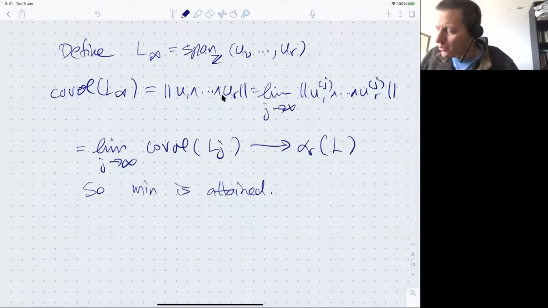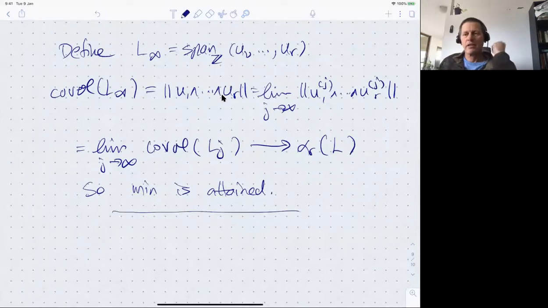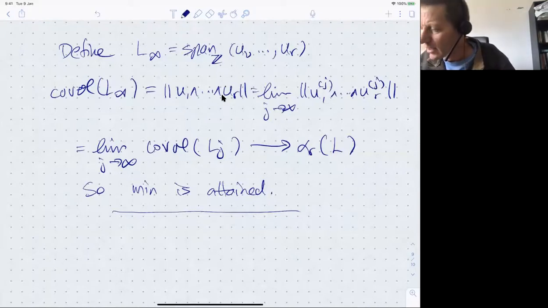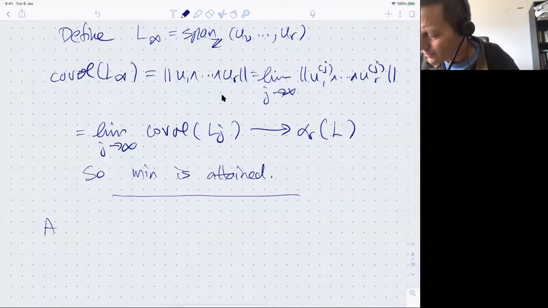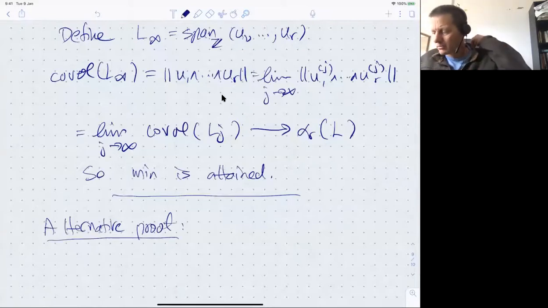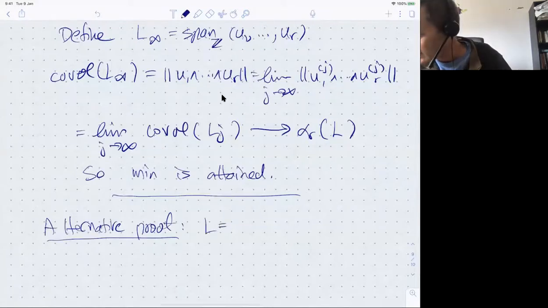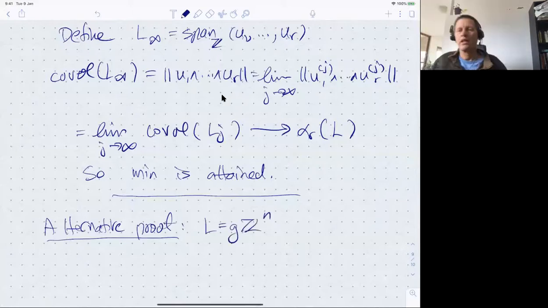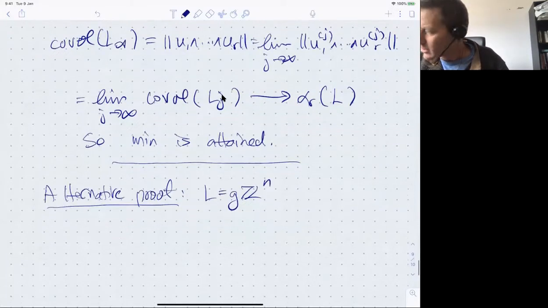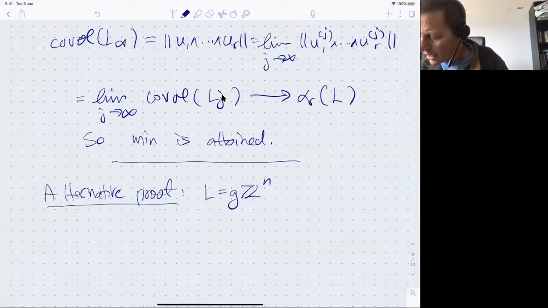Okay. Here's another proof of the same fact that you're also likely to see. So, alternative proof. Let's write L as G times Z^n, where Z^n is the integer lattice, and let's write each Lj as before as the span of these.